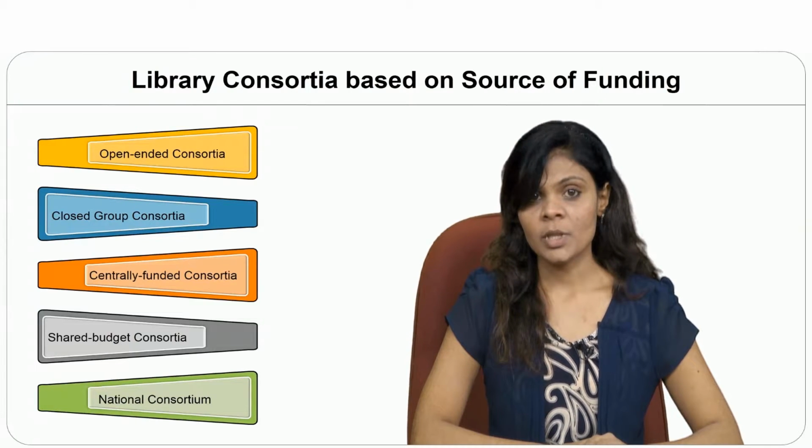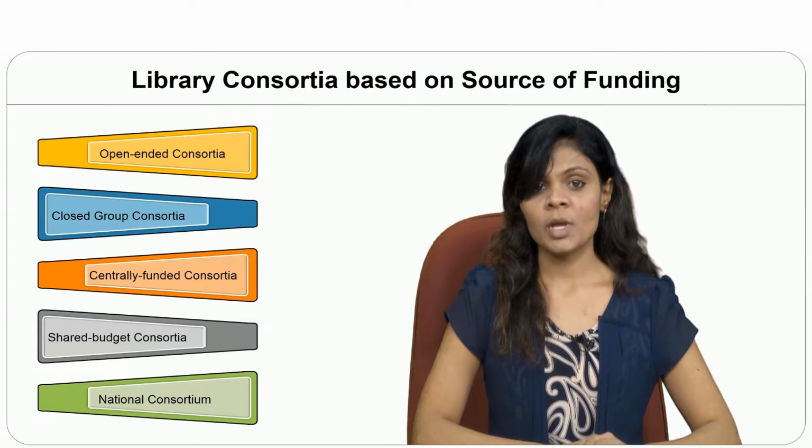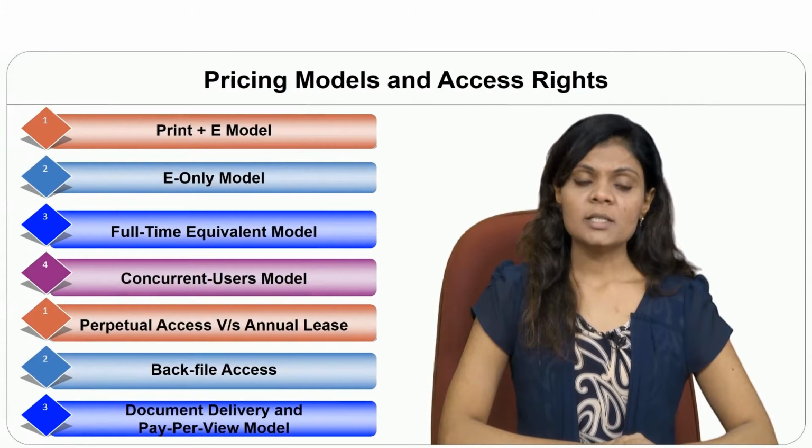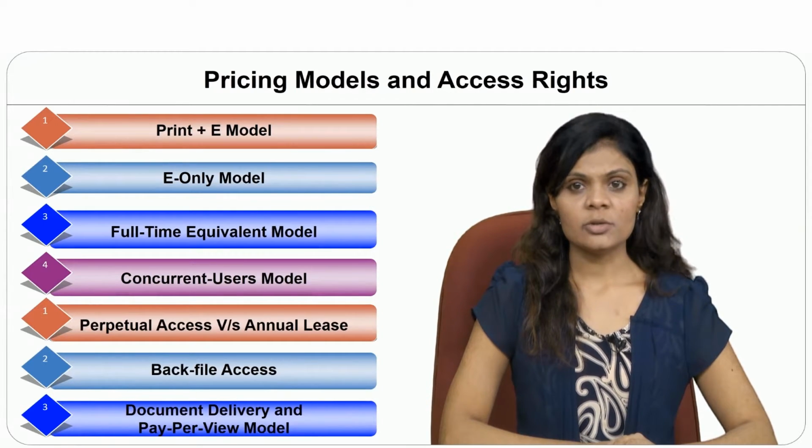National Consortium. The National Consortium acts as a central agency to coordinate the acquisition, creation, and access to information in digital format for institutions of higher education and research. The National Consortium can get financial and administrative support from various ministries and departments of Government of India for subscription of core electronic resources. Now let's take a view of pricing models and access rights of library consortia.